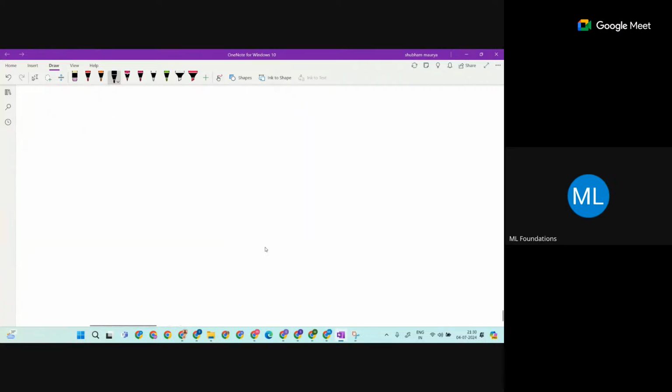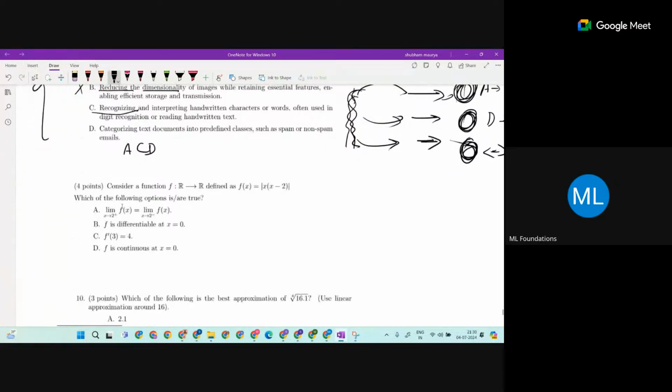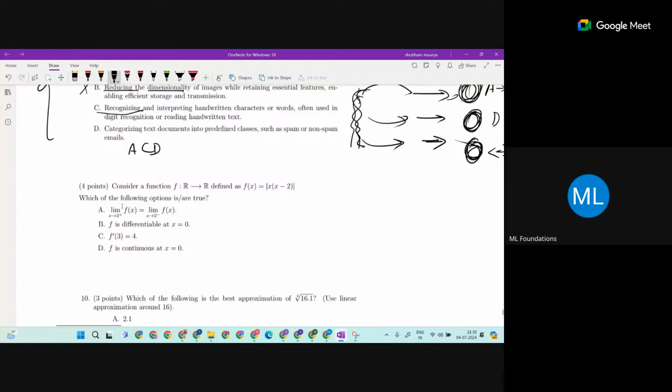So let's solve this problem. It will help discuss the concepts here. We have this function f(x) equal to mod x into x minus 2. What is the limit as x approaches 2 from the positive side and as x approaches 2 from the negative side? This is called the right limit, and this is called the left limit.